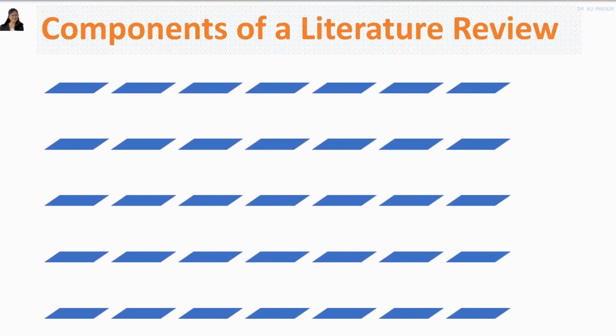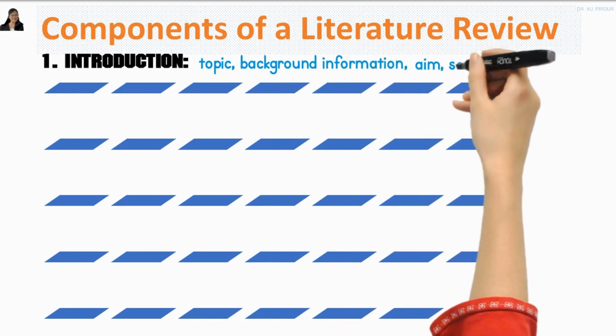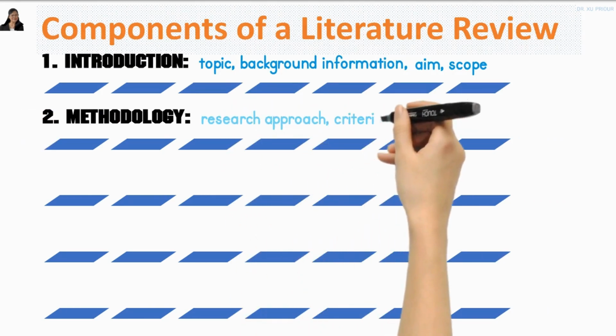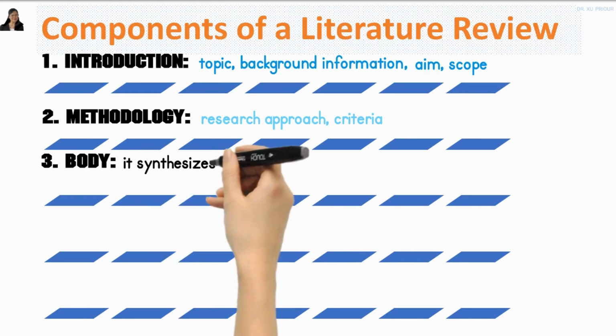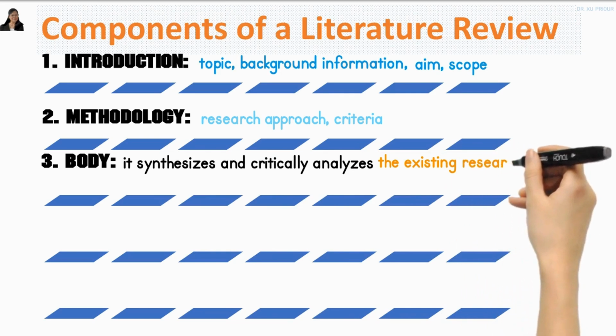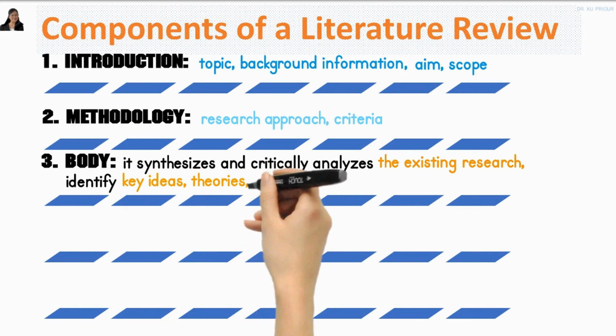A literature review generally includes the following components. 1. Introduction. The topic, background information, and the aim and scope of the literature review are all covered in the introduction section. 2. Methodology. This section describes the research approach and criteria used for selecting the literature. 3. Body. Organized thematically or chronologically, the body of the literature review synthesizes and critically analyzes the existing research, identifying key ideas, theories, methodologies, and findings.